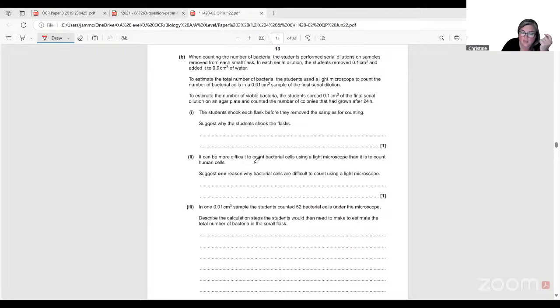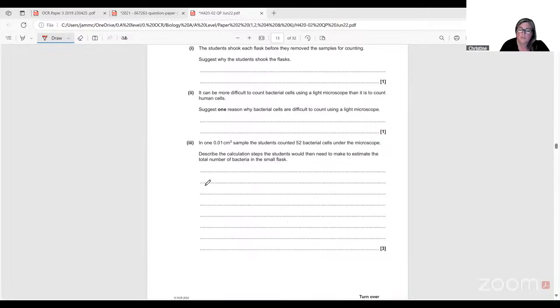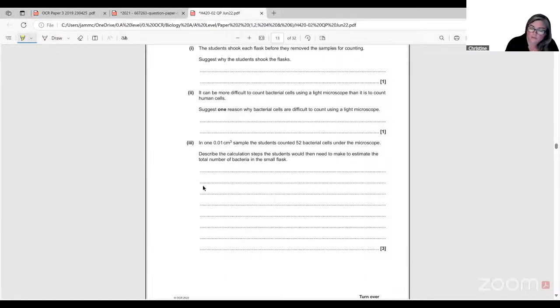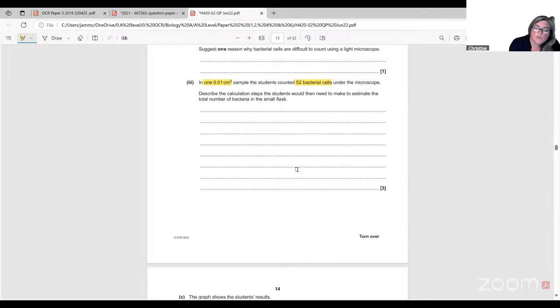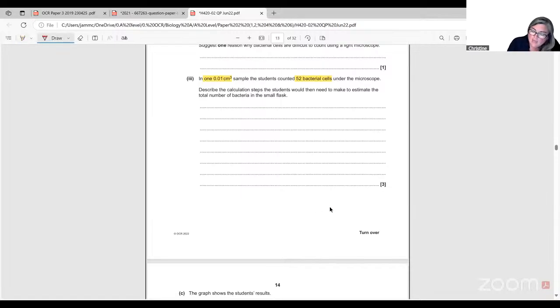Okay, so B3. Here you're being told, this is where we bring in Alan's awesome way of doing this. You have a 0.01 centimeter cubed sample, and you've got 52 bacterial cells. So if I have a plate, what they're telling you is that they would count 52 bacterial cells.